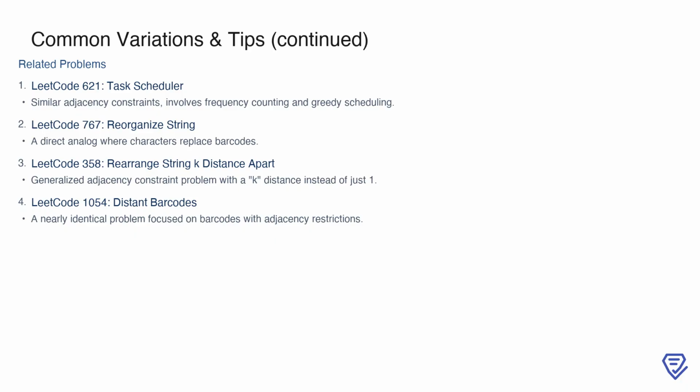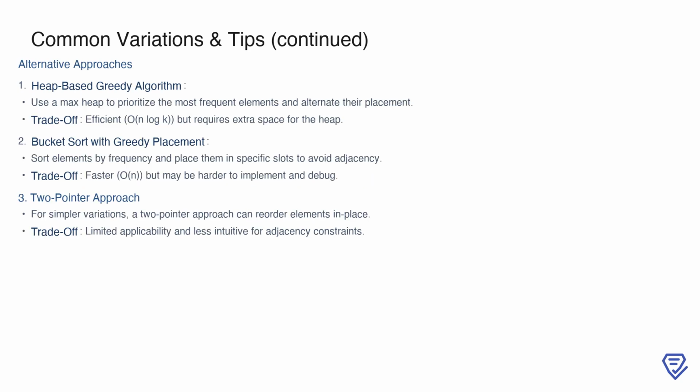And of course, LeetCode 1054, Distant Barcodes, is the problem we're working on and focuses specifically on barcodes and their adjacency restrictions. Together, these problems highlight a recurring theme of using greedy algorithms and data structures like heaps to meet adjacency constraints efficiently. There are several alternative approaches to solving this problem, each with its own trade-offs.